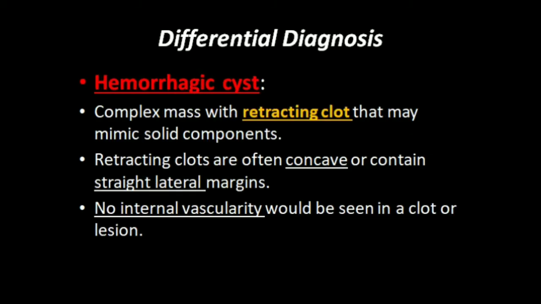Hemorrhagic cysts are also to be considered in the differential diagnosis. Hemorrhagic cysts are complex masses with retracting clot that may mimic solid components. These retracting clots are often concave or contain straight lateral margins. No internal vascularity would be seen in a clot or lesion.